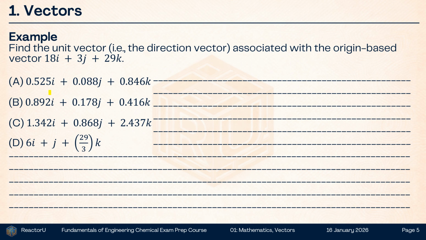So now let's solve an example for that. The example says the following: find the unit vector, the direction vector, associated with the origin-based vector. Basically we are given that vector and we want to find its unit vector. What is a unit vector? It's the vector divided by its magnitude. This will give us the unit vector.